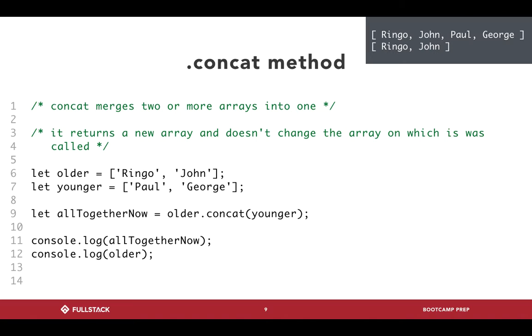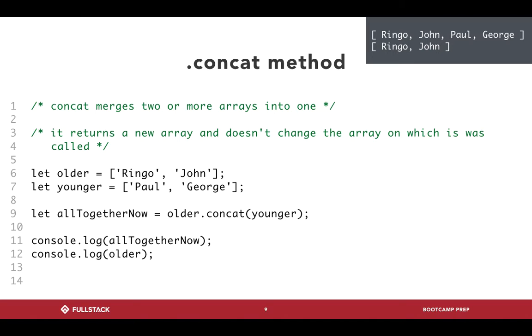Okay, dot concat. This basically is just a way for us to shove two arrays together. Usually the way that you do it is the first array calls dot concat, and then you pass the second array into the concat function. So in this case, if you want to join this older and younger array, the older array we call dot concat, and we pass in the younger array.